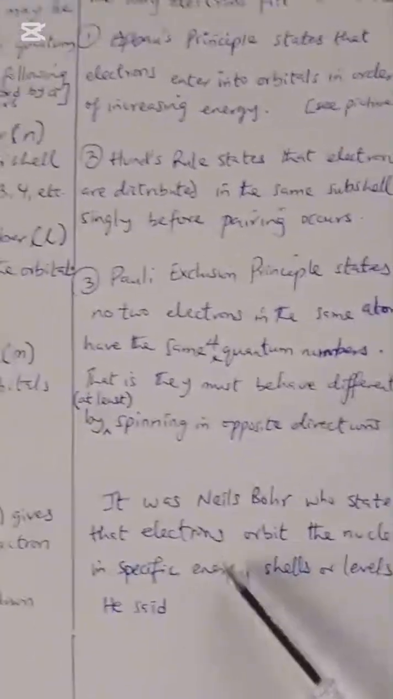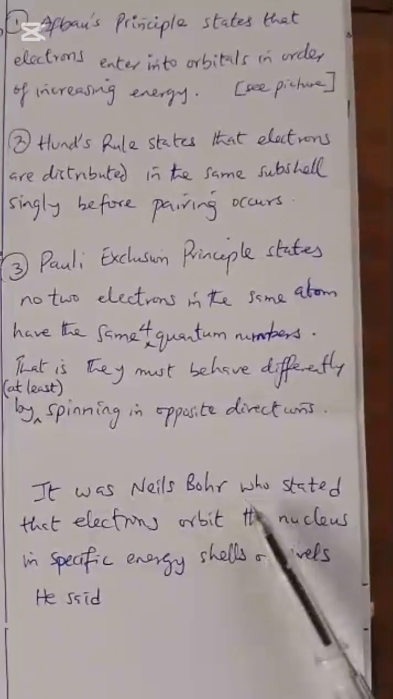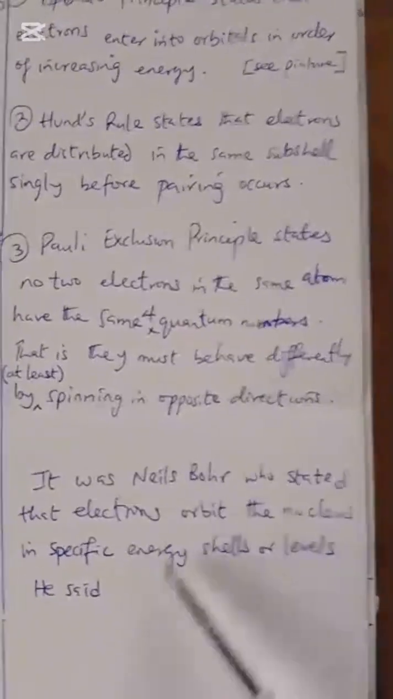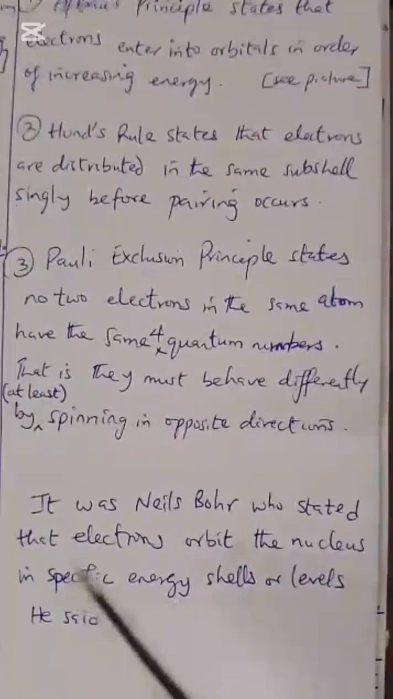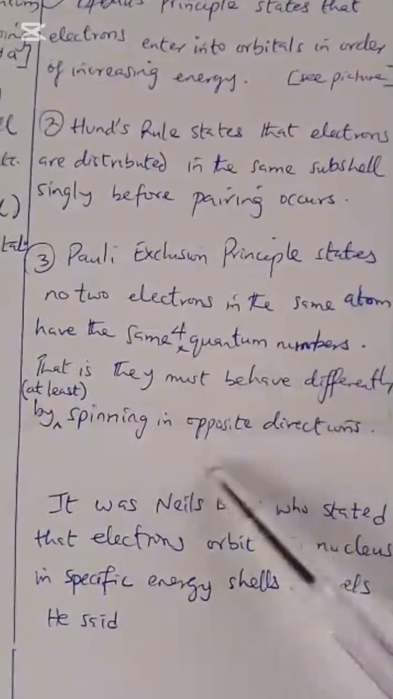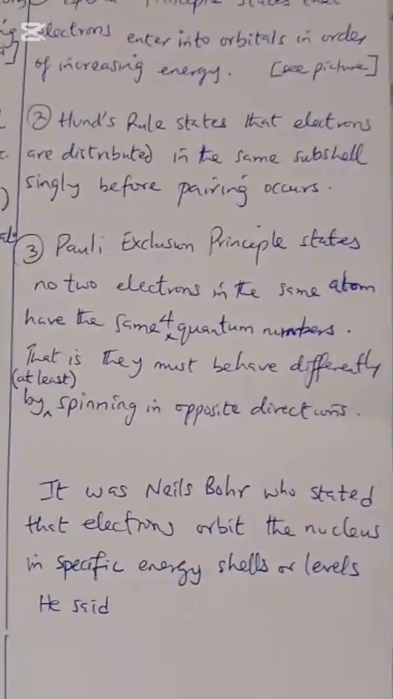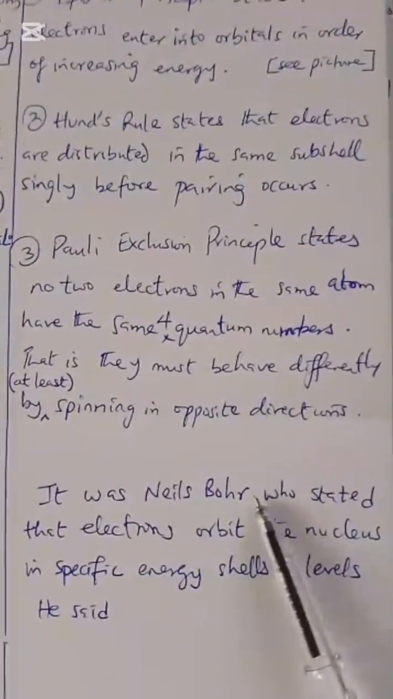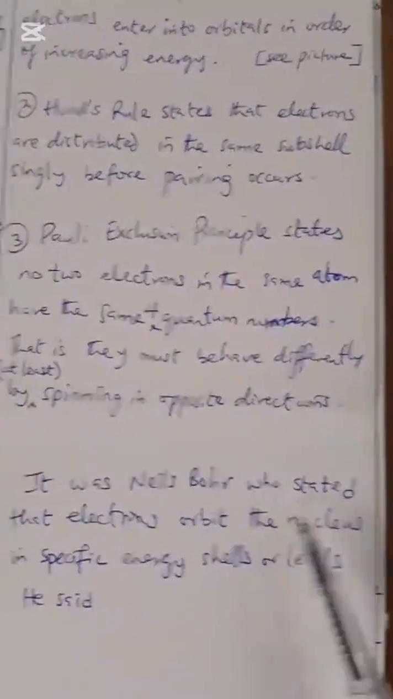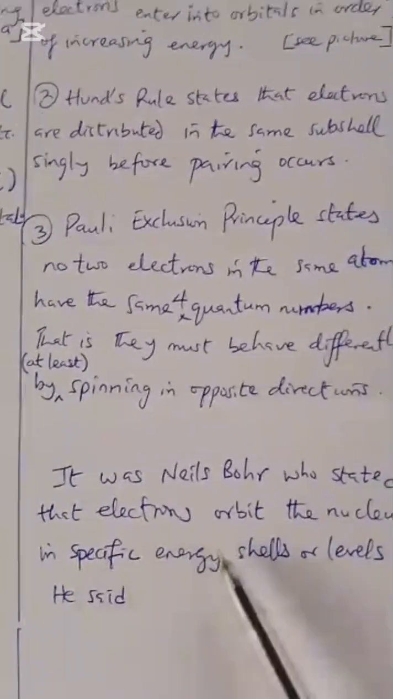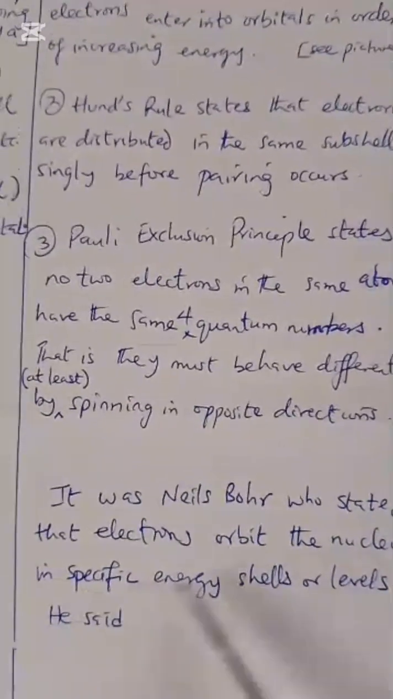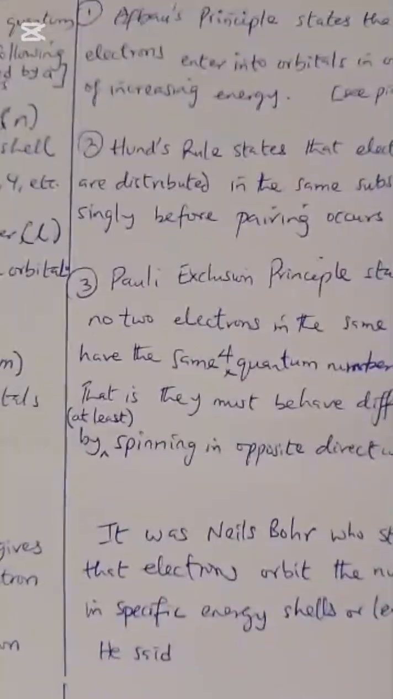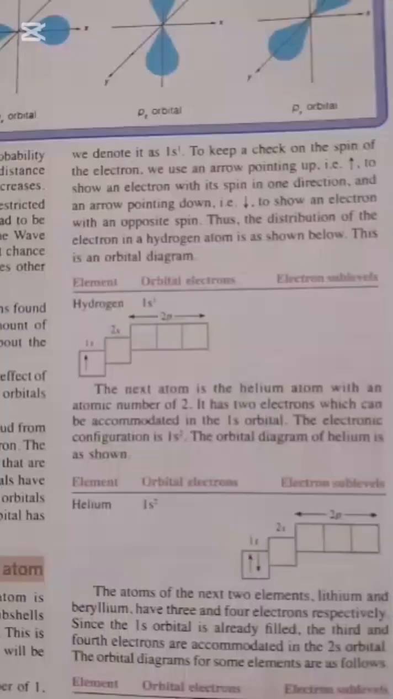All right, so let's begin. Now, it was Niels Bohr who stated that electrons orbit the nucleus in specific energy shells or levels. Remember from yesterday, we talked about the historical development of the atomic structure, and Niels Bohr proposed the planetary model. He said that electrons orbit the nucleus, like planets orbit the sun, in specific energy shells or levels. So let's go to the electronic configuration now.